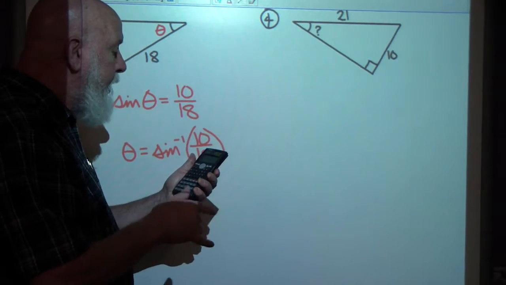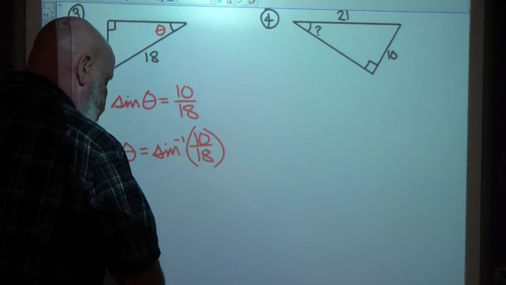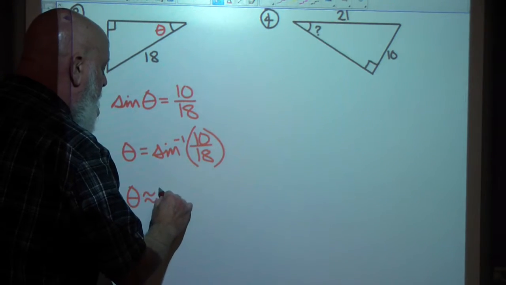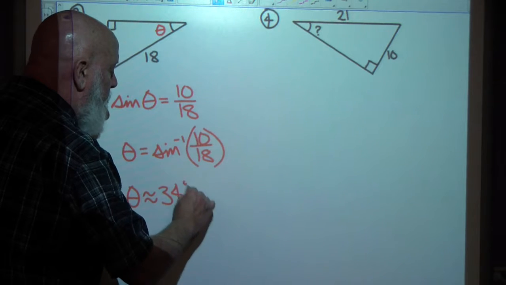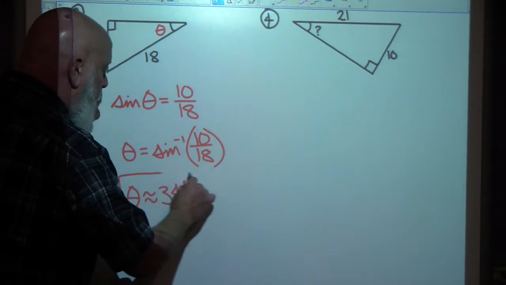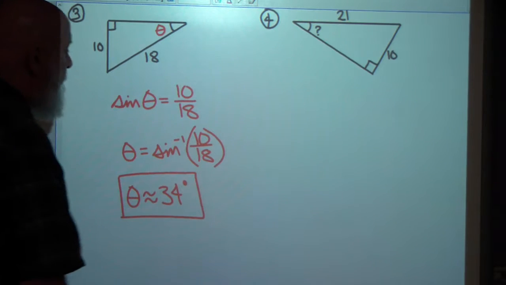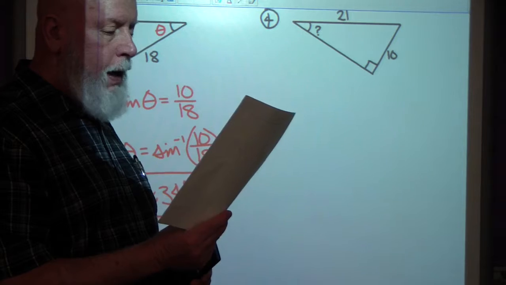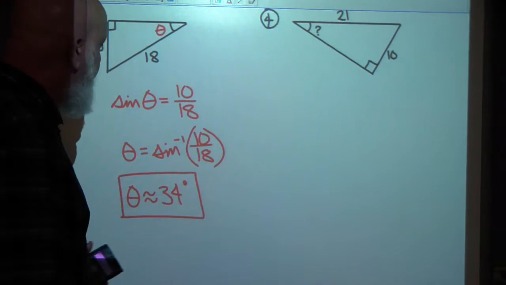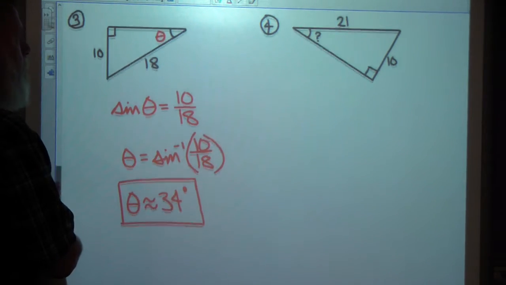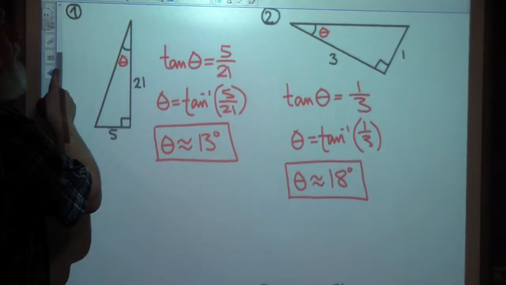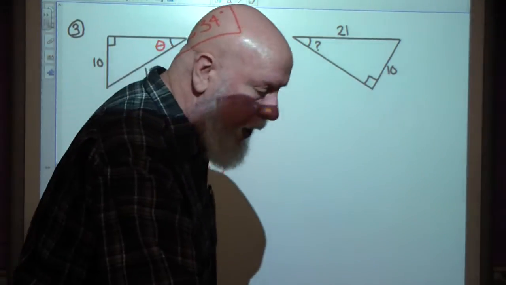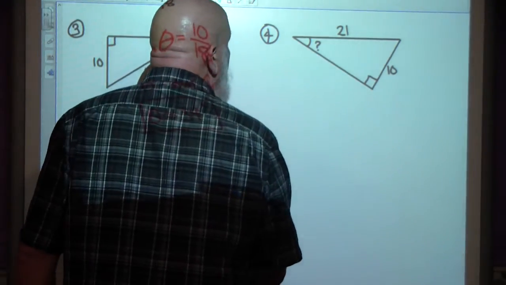And I get about 34 degrees. 33.7, and it said round it to the nearest degree. So I'm going to round it to 34, and then hope that I haven't made a mistake. And we'll check and have a look. Yay, 34. And there we go. Got one more to go, and I'm sure by now you already know exactly what to do, but you're sitting there yawning, but I'll go ahead and do one more.